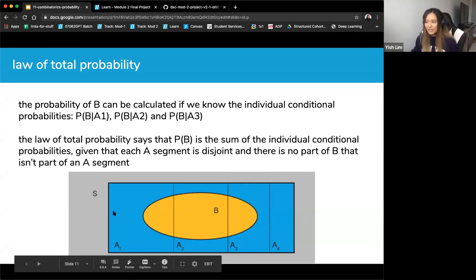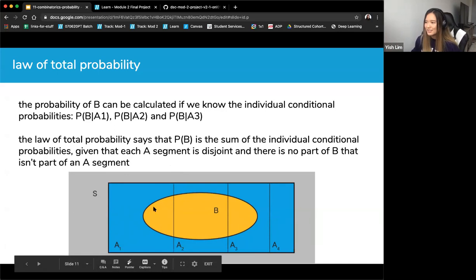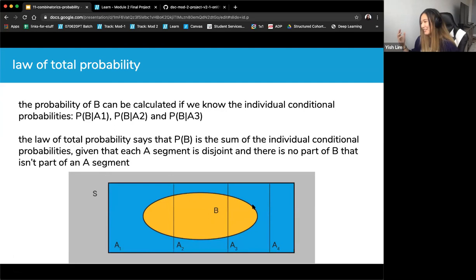So for example, let's say you know that the proportion of A1 that is B, let's say this orange part divided by this A1 square, is maybe 0.2. So let's say this orange part is 0.2 of this whole A1 square. For this A2 square, maybe this B is 0.8. And then for this part, it is like 0.5 or something.